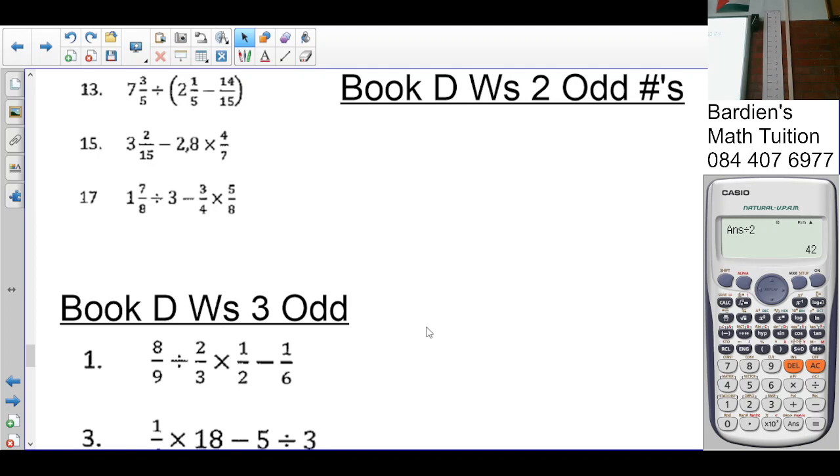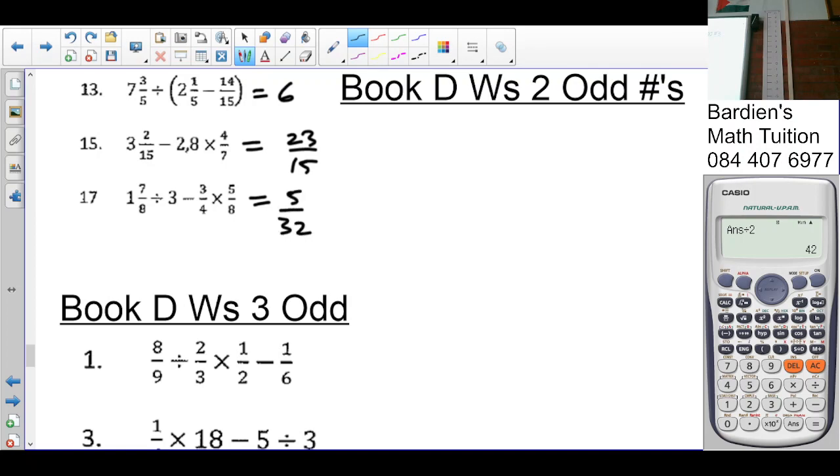Right, number 13. Number 13 is 6. Number 15, 23 over 15. Then 5 over 32. D3, number 1, 1 over 2, and number 3, 4 over 3 squared. Okay. Let's go. Any problems on number 13?